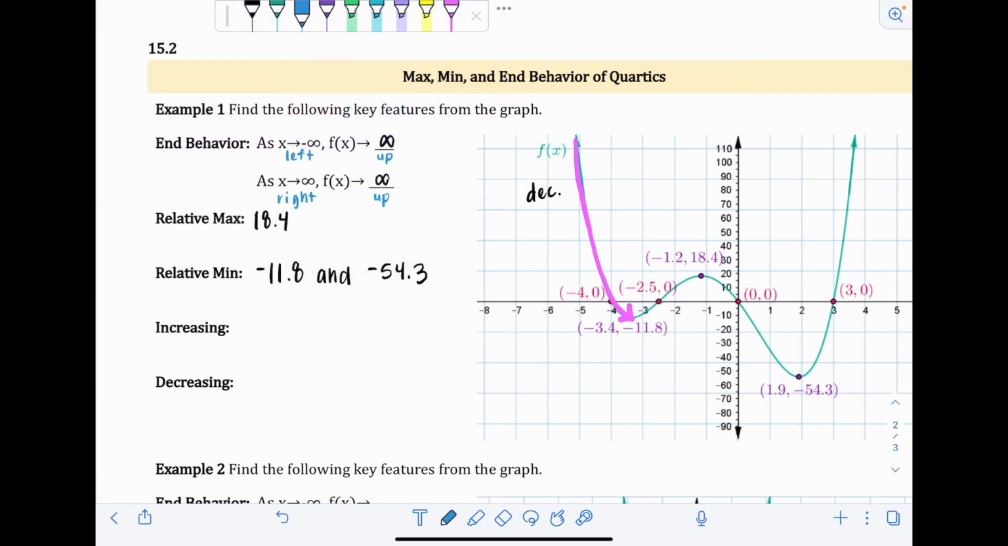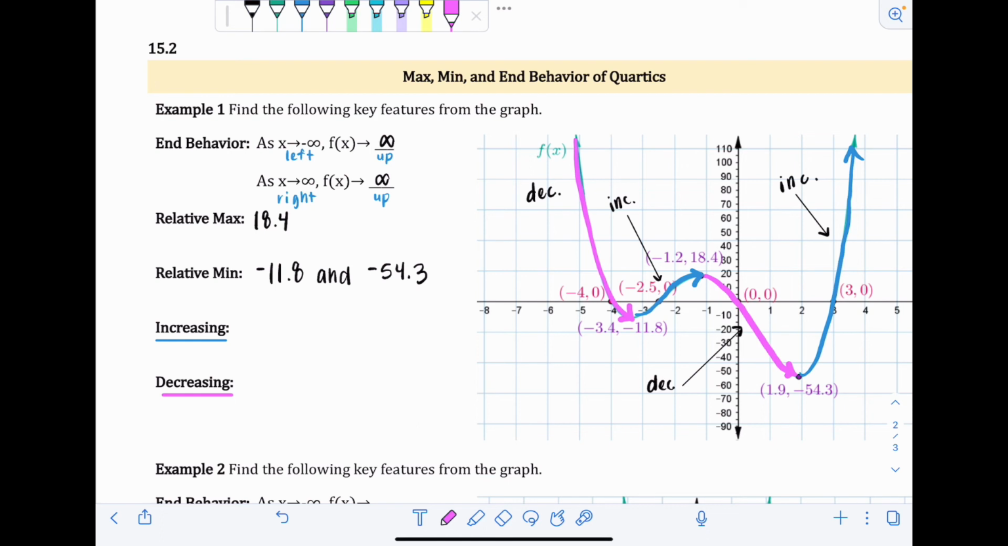And then, after we hit that change of direction point, we're going upward. So that would be an increasing section right here. And then after that negative 1.2, 18.4, we're going downward. So that would be a decreasing section. And then after that 1.9, negative 54.3 point, we flip back up and we're going upward and we finish going upward. So this would be an increasing section. So the blue sections are increasing, the pink sections are decreasing. I'm just going to color code it. So blue is increasing, pink is decreasing.